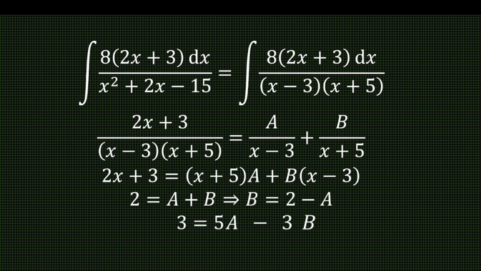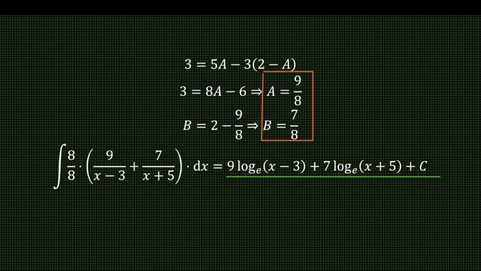Multiplying both sides by the denominator gives 2x plus 3 is equal to A into (x plus 5) plus B into (x minus 3). Now, on comparing coefficients of x and constants from both sides, we will get equation 2 is equal to A plus B, which is 2 minus B is equal to A. Now, by substituting A is equal to 2 minus B in equation second, we have A is equal to 9 by 8 and B is equal to 7 by 8.